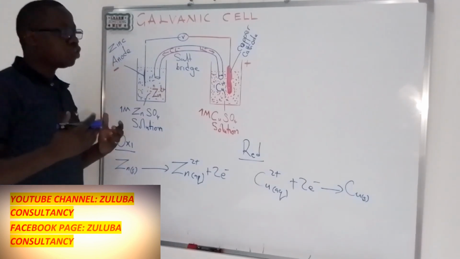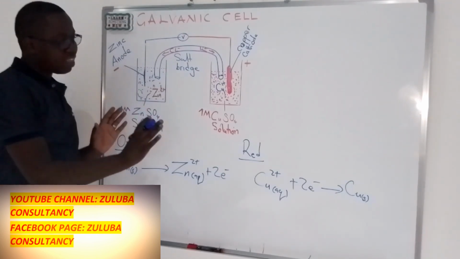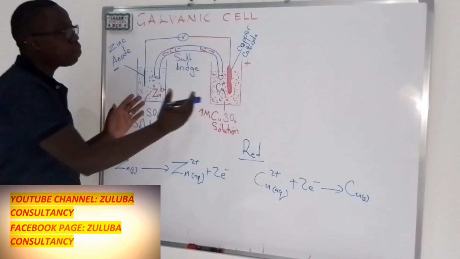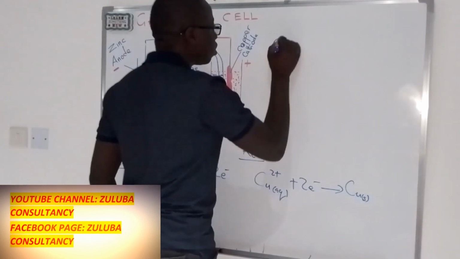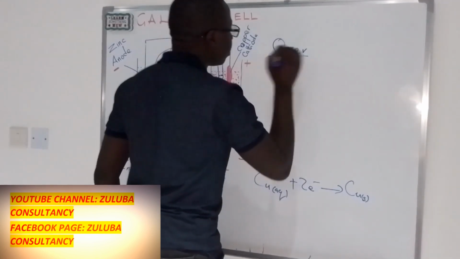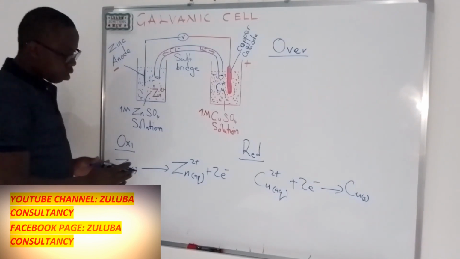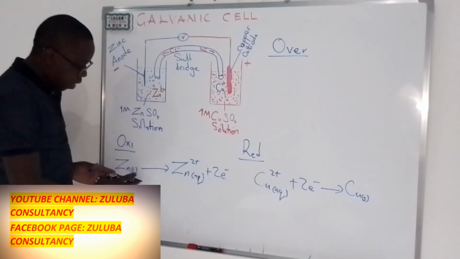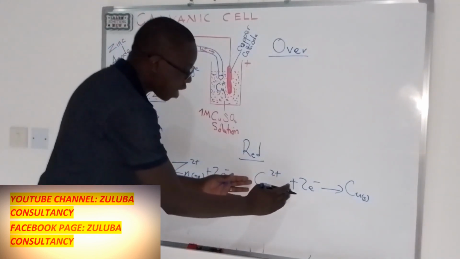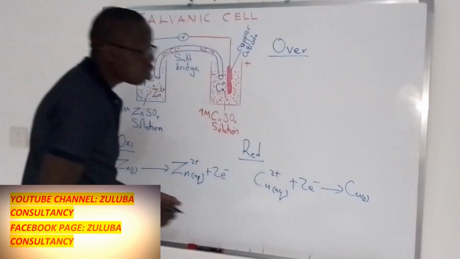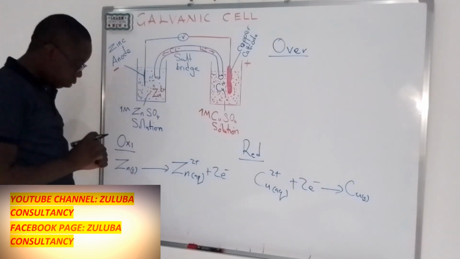So how do you show the overall reaction of this reaction that is taking place in this galvanic cell? Well, the overall reaction is very easy for us to show. We simply put the reactant part of the oxidation and the reactant part of the reduction together for us to come up with a redox reaction.